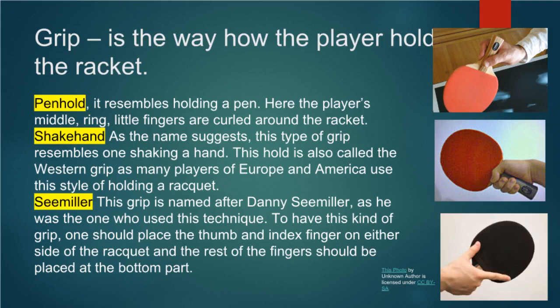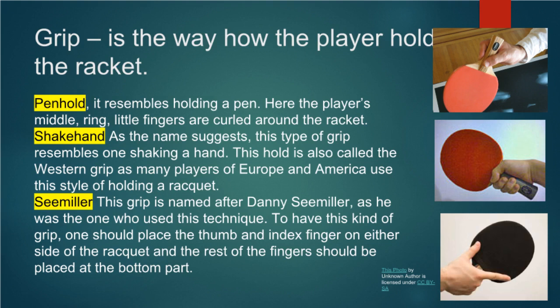Grip is the way the player holds the racket. There are 3 types of grip. Pen hold: it resembles holding a pen. Here the player's middle, ring, and little fingers are curled around the racket.